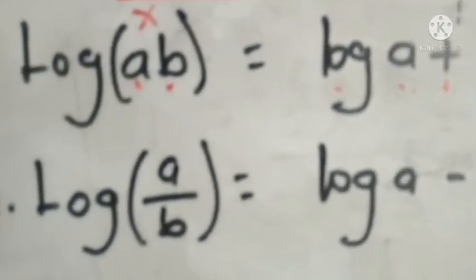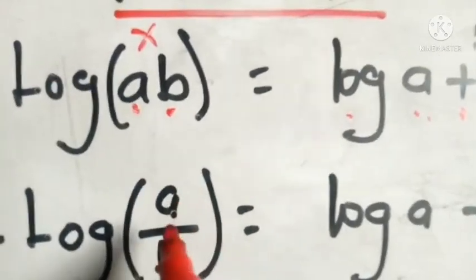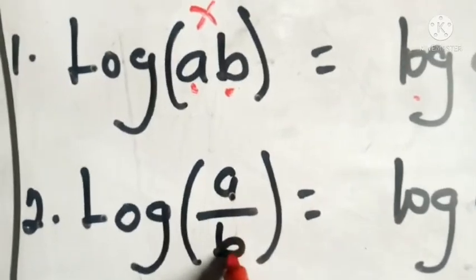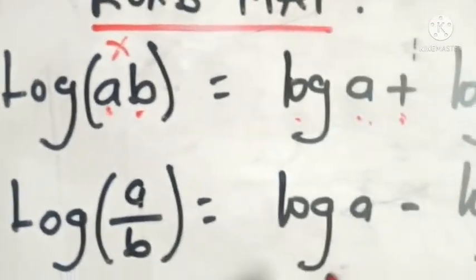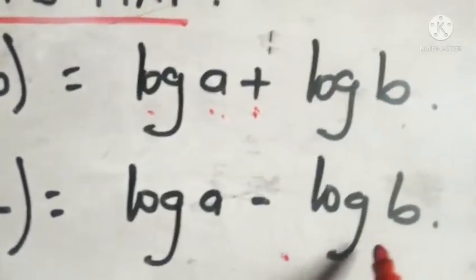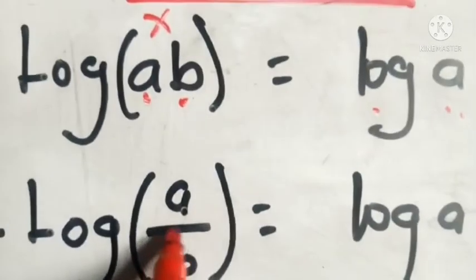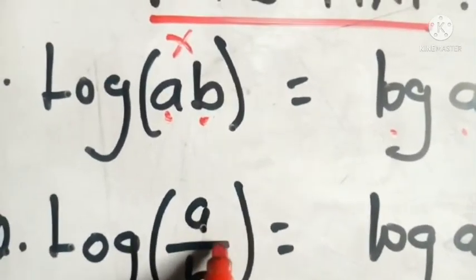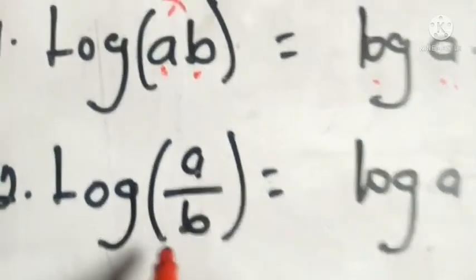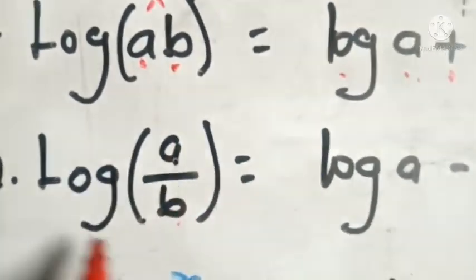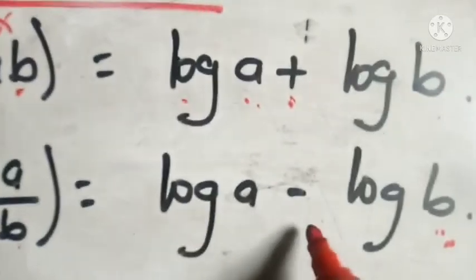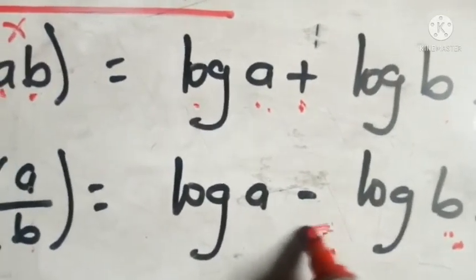So the second one is log of A over B. So log of the first person divided by the second person means log of the first person minus log of the second person. Once again, maybe I can use the division sign here, right? Division sign in between here to remember that if two things are being divided in logarithm, what it means is subtraction, right? So subtraction here.